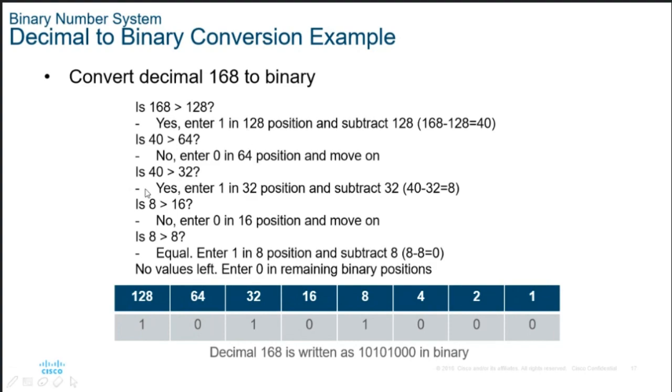Then move. Is 40 greater than 32? Yes. So lagay tayo ng 1. Minus ulit natin: 40 minus 32 equals 8. Is 8 greater than 16? No. So 0 ulit. Then move. Yan, hanggang sa equal 0 or 1. So ito yung another way to convert ng decimal to binary.